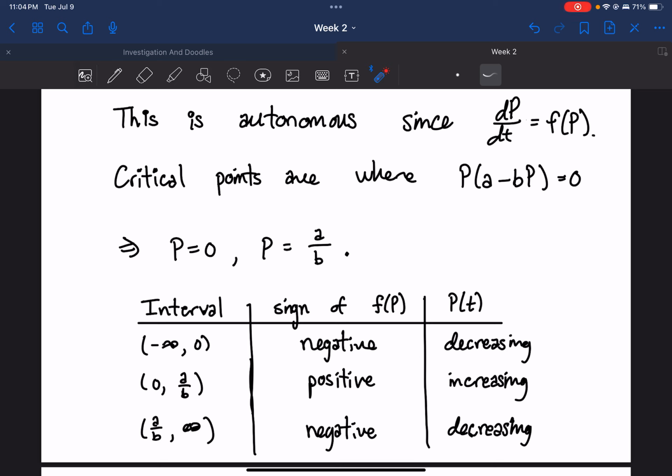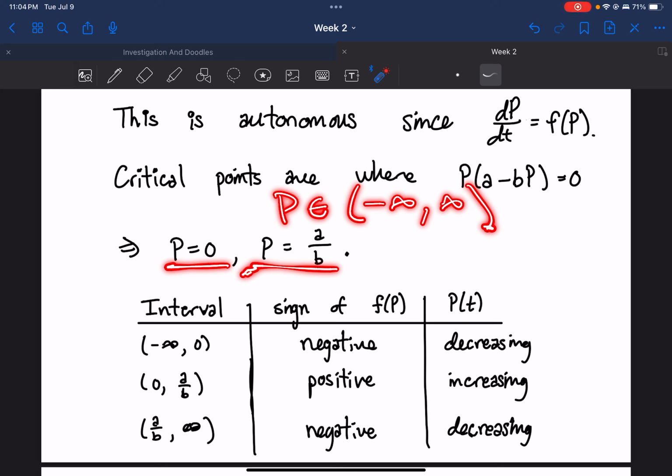And then what do we do? Well, we break up the p interval. The p interval, p is going to be in negative infinity to infinity. We break that up using the critical points. This is very similar to increasing and decreasing functions from calculus 1. If you wanted to find the intervals of where a function was increasing, where it was decreasing, etc., you'd do this kind of breaking up the interval by the critical points.